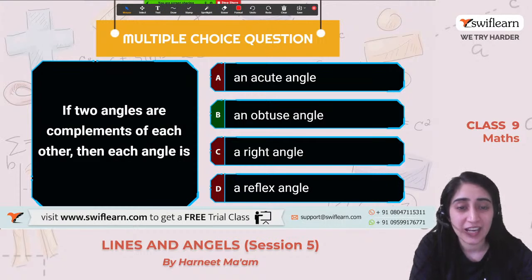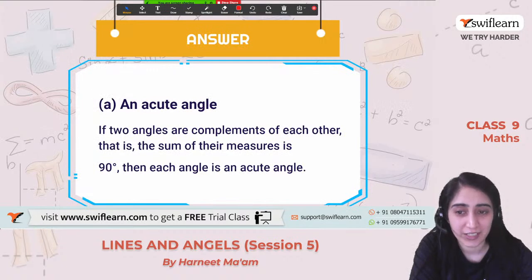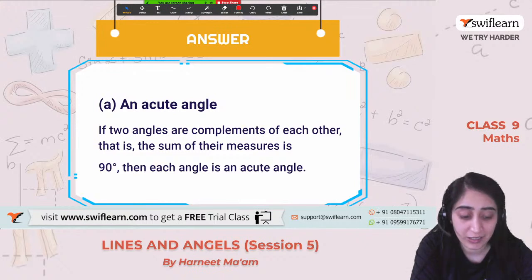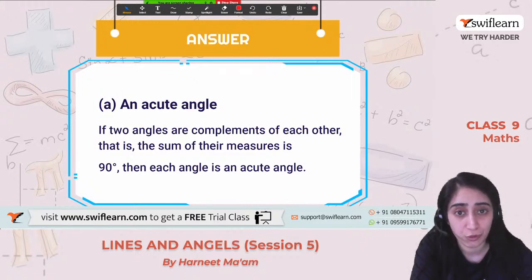So the right answer is acute angle. Why? If two angles are complement of each other, that means the sum should be equal to 90 degrees. So in any case, when you add the two angles, the sum has to be 90 degrees. That means they have to be acute only.